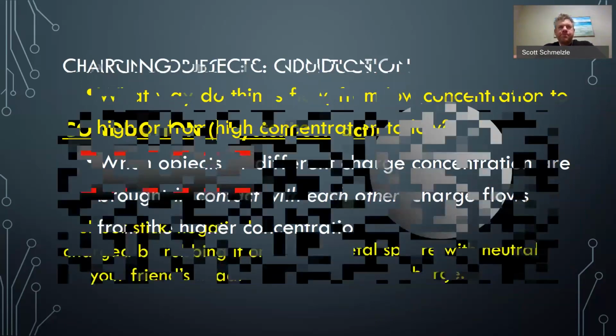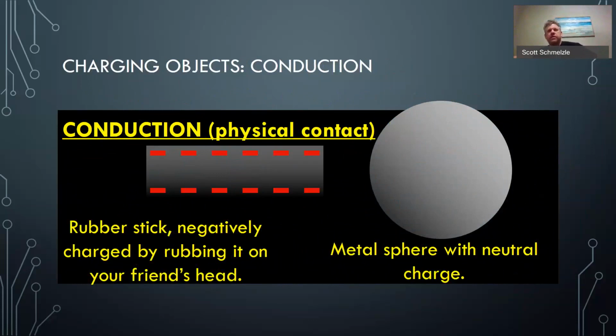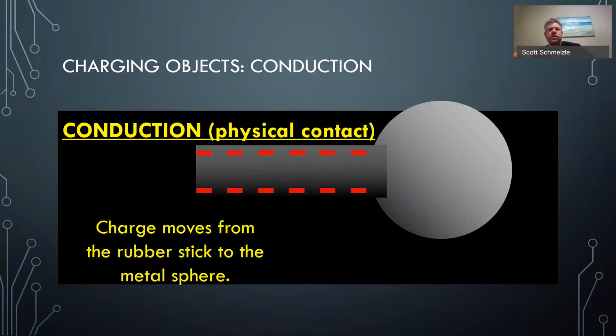Very concentrated bit of color goes in, and all of a sudden now it spreads out throughout that whole entire bit. Okay? So if we take a rubber stick, and we charge it up, and then we have a metal sphere with neutral charge, as we bring that into contact, what's going to end up happening is those are going to spread all around it.